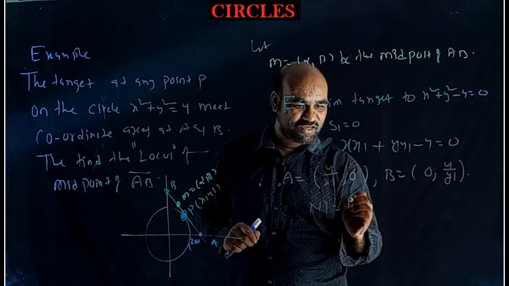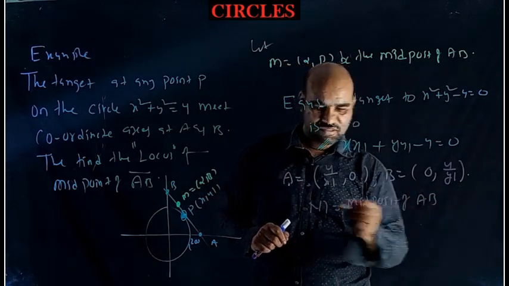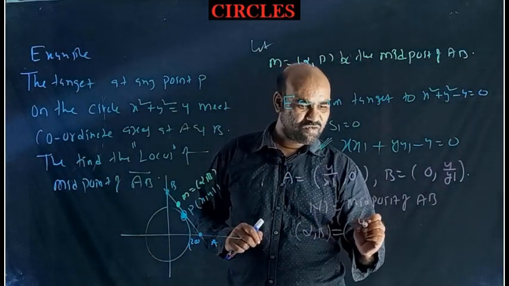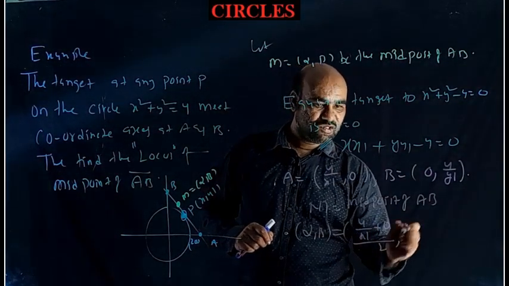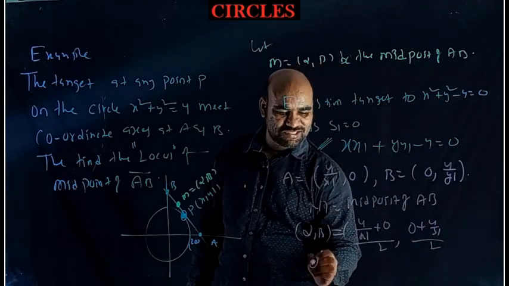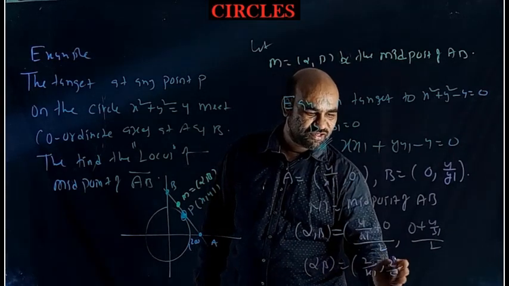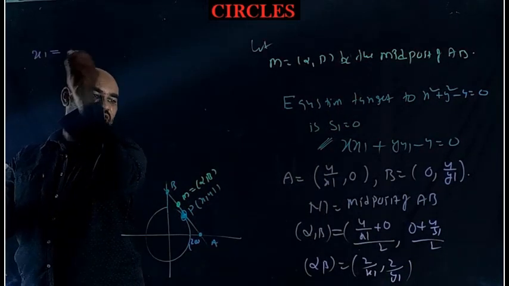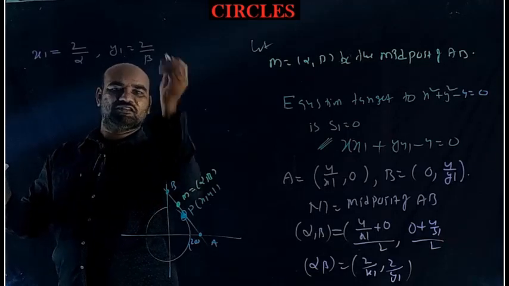M equal to the midpoint of AB. M means alpha comma beta. Midpoint means (4 by x1 plus 0) by 2 comma (0 plus 4 by y1) by 2. The 2 can get cancelled. Alpha comma beta is equal to 2 by x1 comma 2 by y1. Compare: x1 equal to 2 by alpha, y1 equal to 2 by beta.